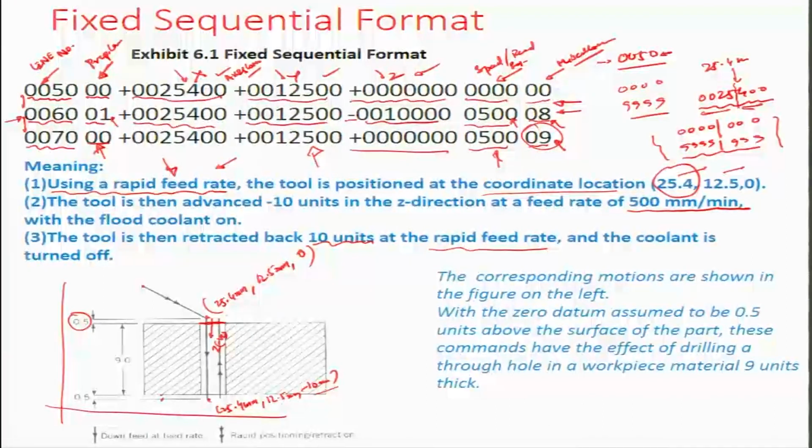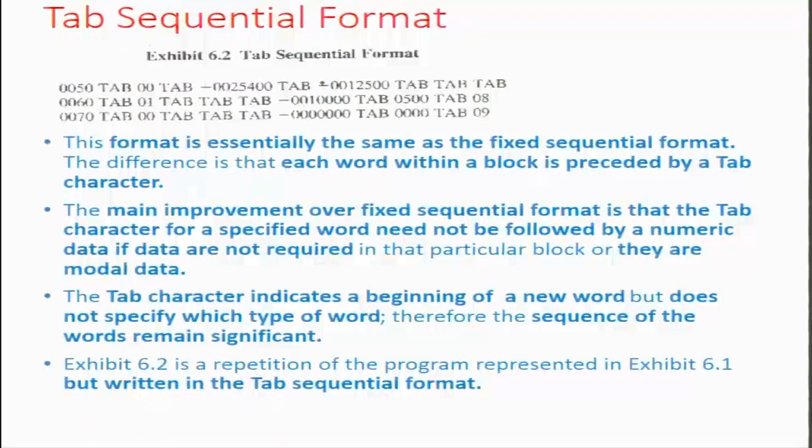So, I think it is kind of clear to you what we are trying to achieve using this kind of numeric program, and there are many shortcomings of numeric programs. For example, repetition was one of the major shortcomings, because of which this new exhibit 2 here, which is the tab sequential format, came into existence.